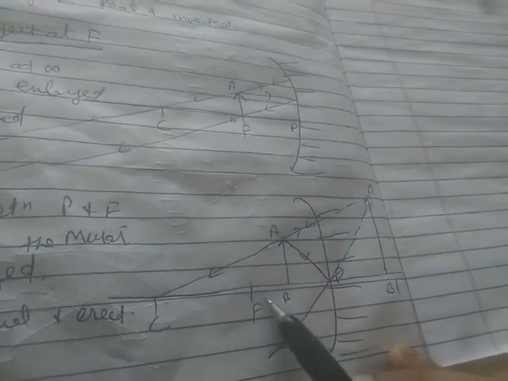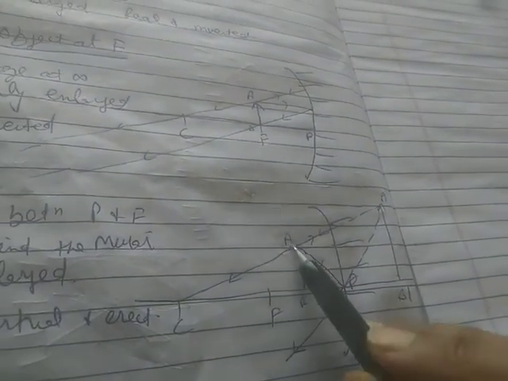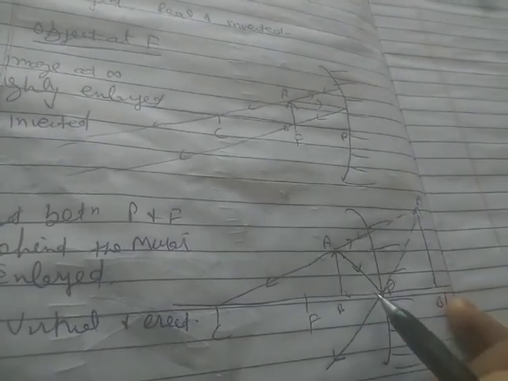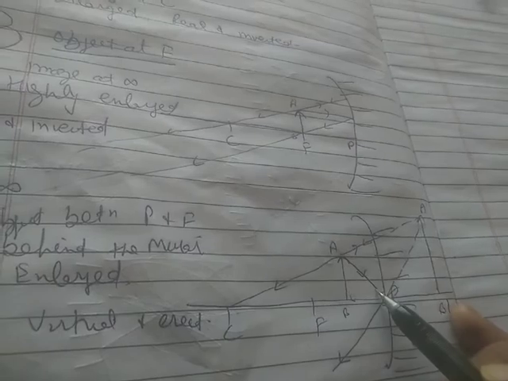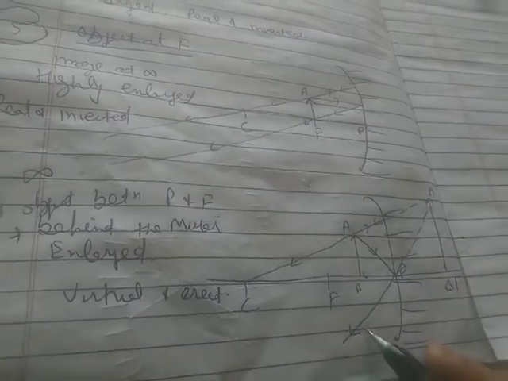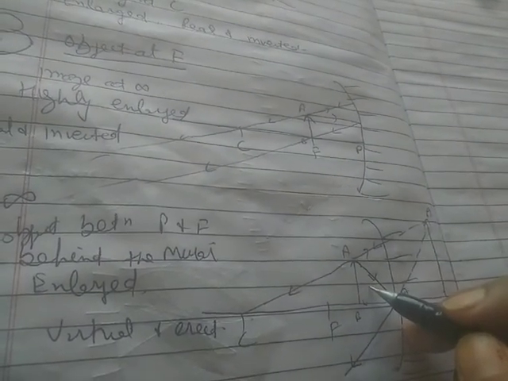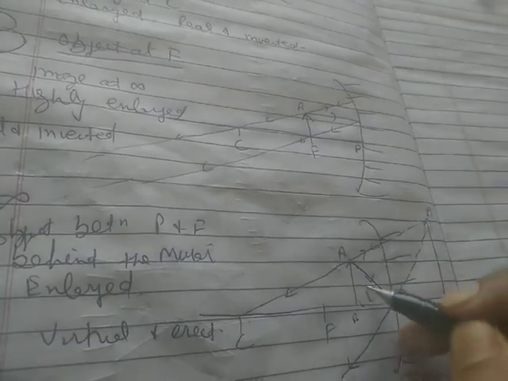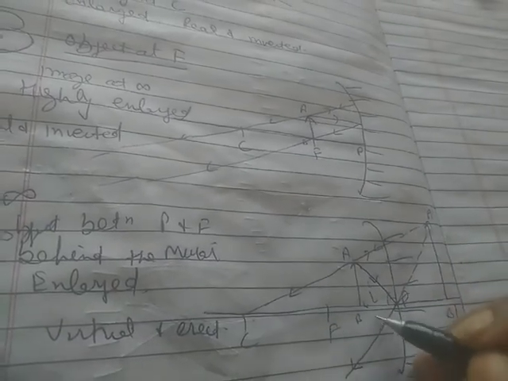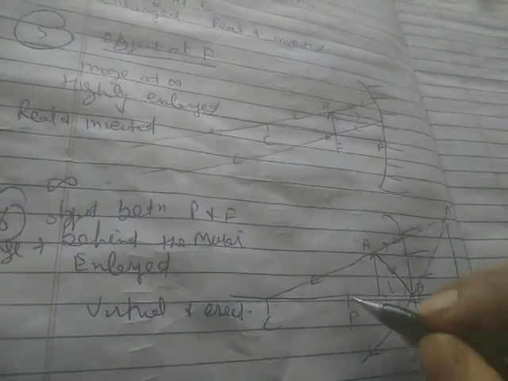When the object is between P and F, this is P, the pole of the mirror, this is F, the focus, principal focus, and in between we have taken one object, AB. First of all, the first ray goes directly to the pole at any angle I, so that ray will be reflected like this at angle I. When we assume the points for the ray diagram, if any ray is incident on the mirror at angle I, it will be reflected at angle R after the reflection. Clear?